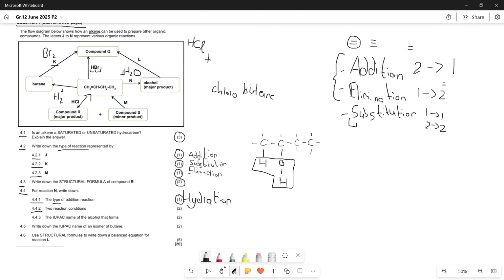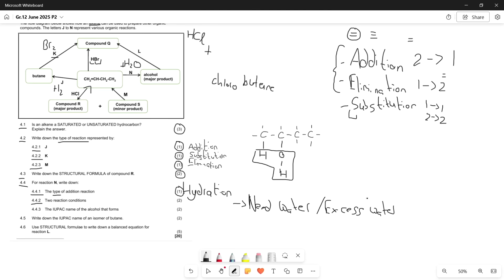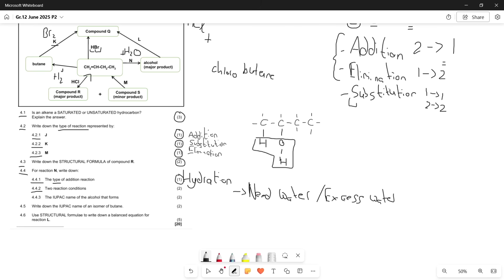So then 4.4.2 says 2 reaction conditions. Okay, so if something is hydration, it means that we need water present. Some other reactions require no water at all because the water will then interact with it. But for this thing specifically, hydration needs the water, so we need water, and that is 1 mark. Or writing excess water. Both variations will work for this answer. Okay, so we do need water, we need excess water for this hydration reaction to take place.